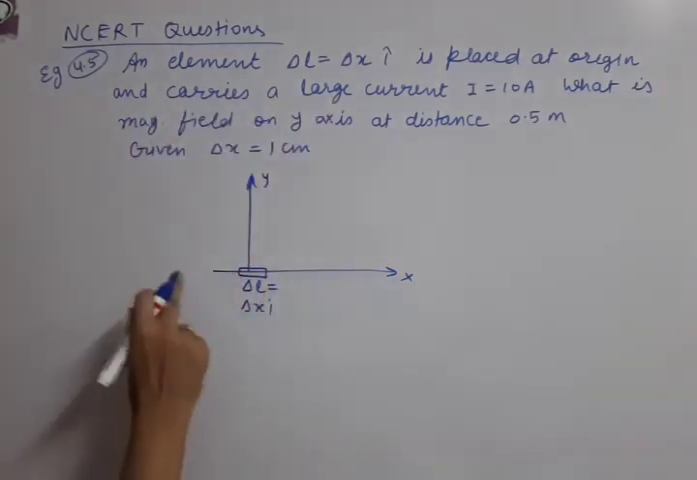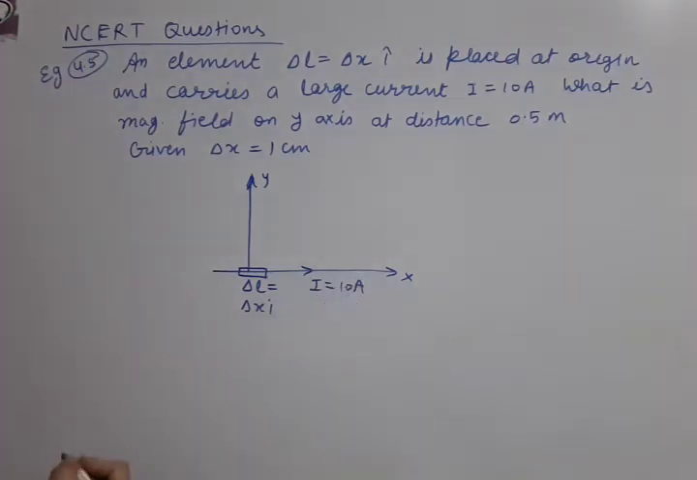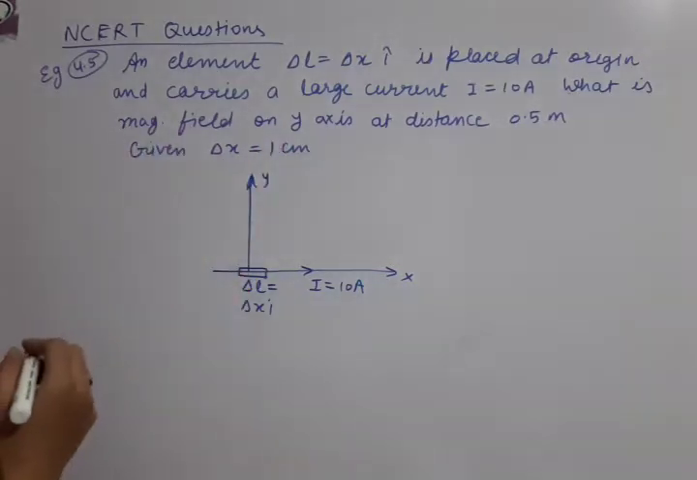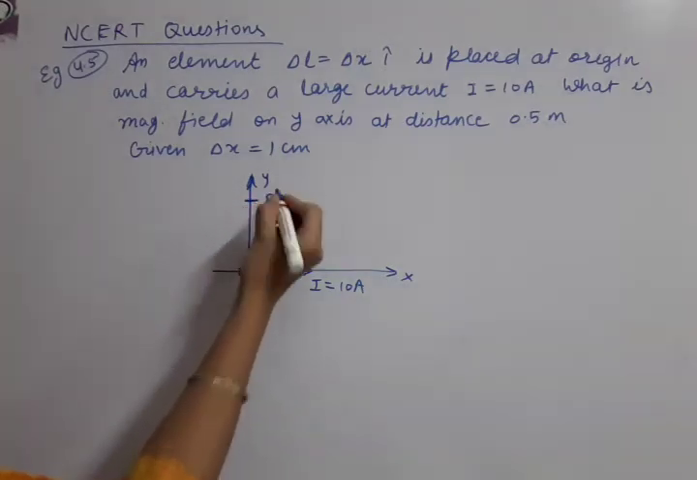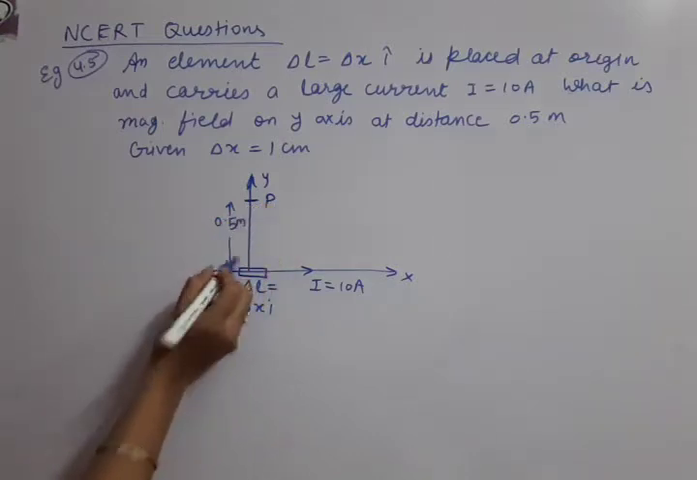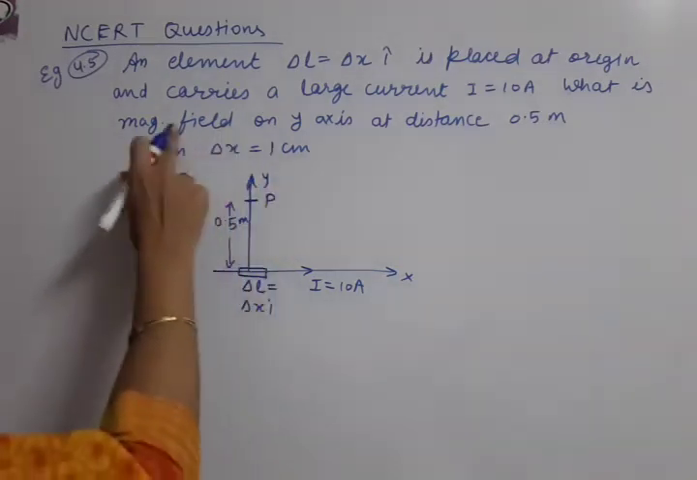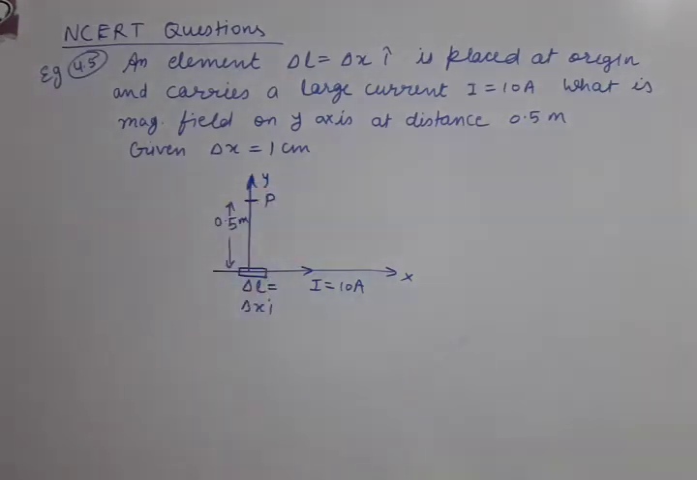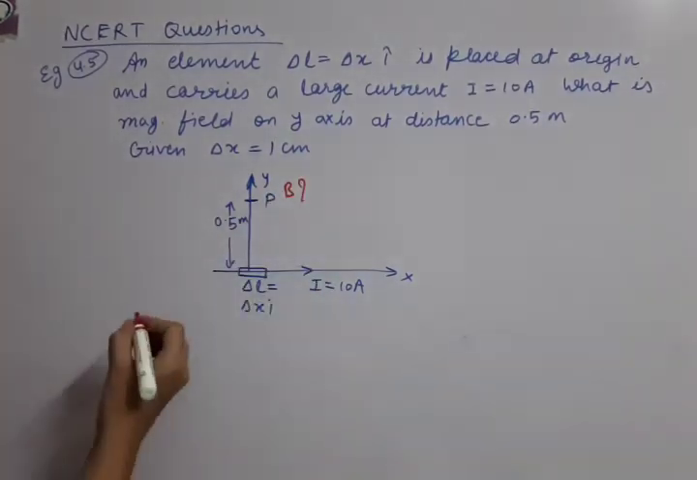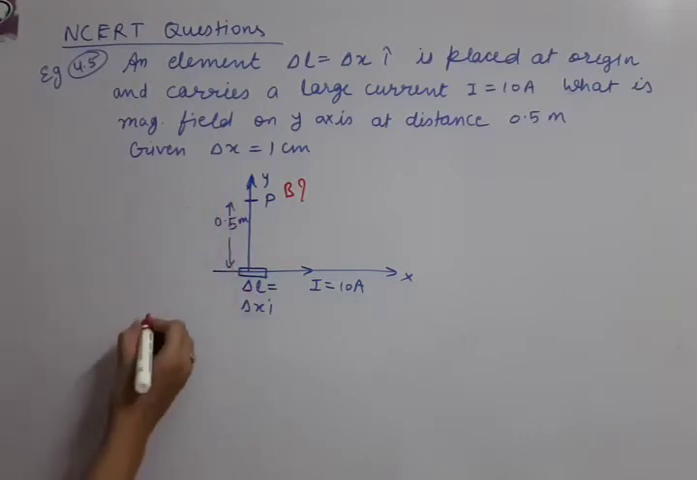It carries a large current. Current direction is this, 10 ampere. What is the magnetic field on y-axis at a distance 0.5 meter? So suppose at point P, which is at 0.5 meter from origin, we have to calculate the magnetic field. So due to this element, magnetic field we have to calculate at point P.